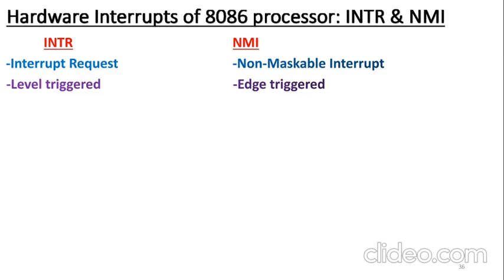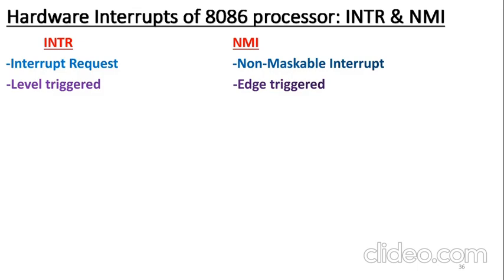A device connected to INTR should be level triggered. It means that a plus 5 volt level should be given by that device on the INTR pin so that the processor will recognize that as a valid INTR interrupt. It is a level triggered interrupt.